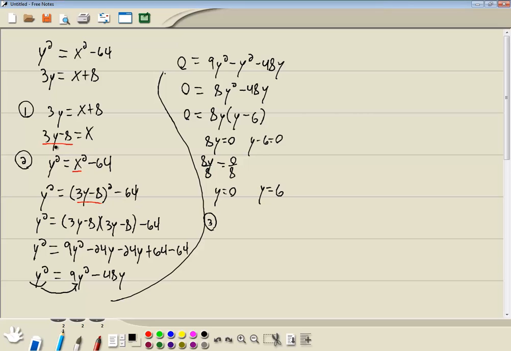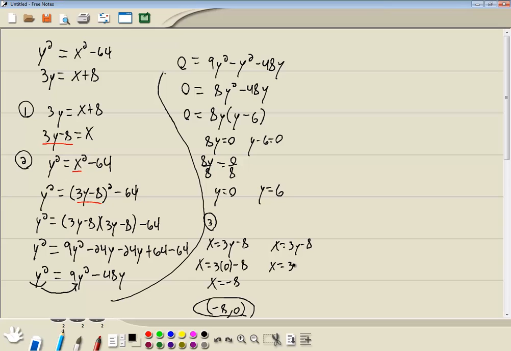Step 3. Plug that into the equation from step 1. It'll always be solved for the other variable. So we're going to plug those into x equals 3y minus 8. So on this one, we've got x is equal to 3 times 0 minus 8, or x is equal to negative 8. So this answer will be negative 8, 0.